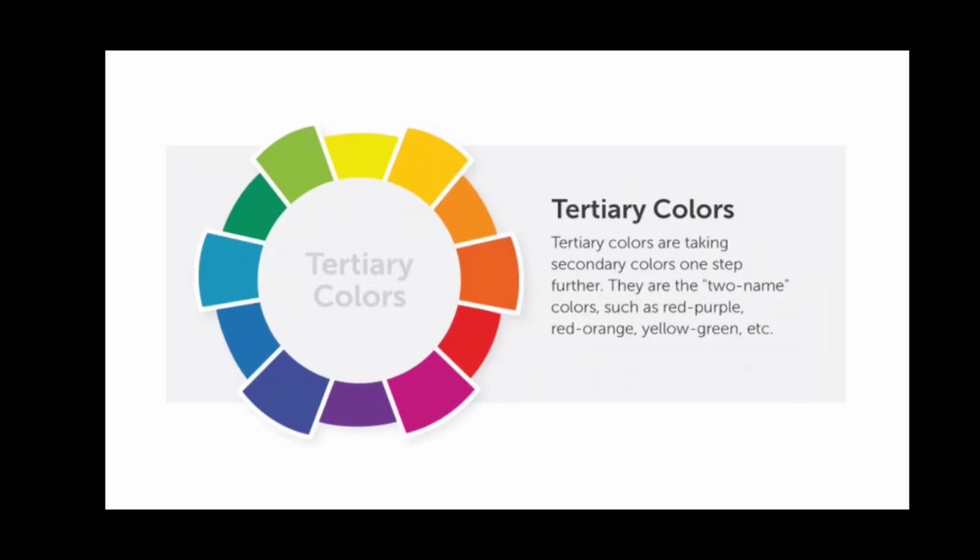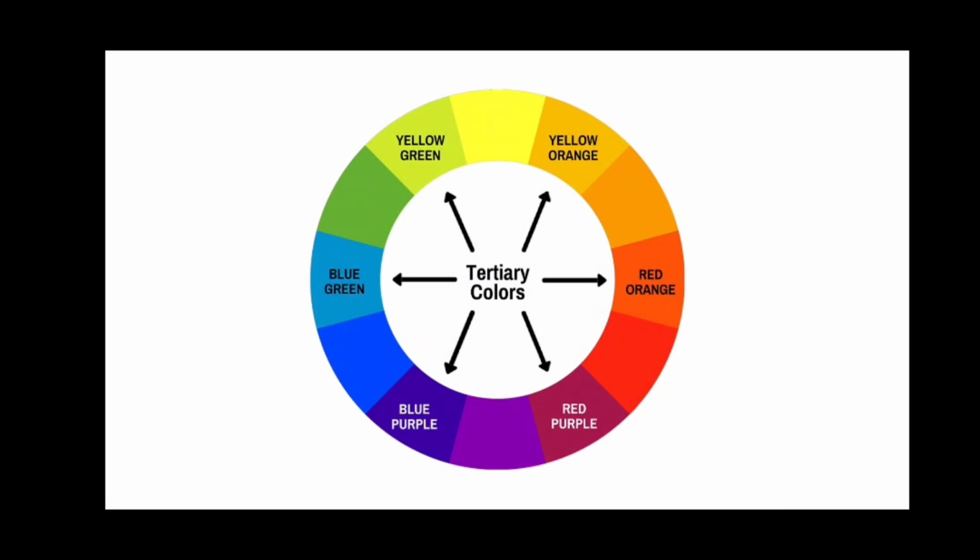Next we have tertiary colors. Tertiary colors are taking secondary colors one step further. They are two named colors such as red purple, red orange, yellow green, etc. So tertiary colors have been created by mixing the primary and secondary colors. It has been created in the same way. A tertiary color doesn't necessarily need to have one single name, just because it has so many shades on it, it's really difficult to find out the shade and its name. These colors can also be defined as two named colors, just like I said before, red purple, red orange, yellow green, etc.